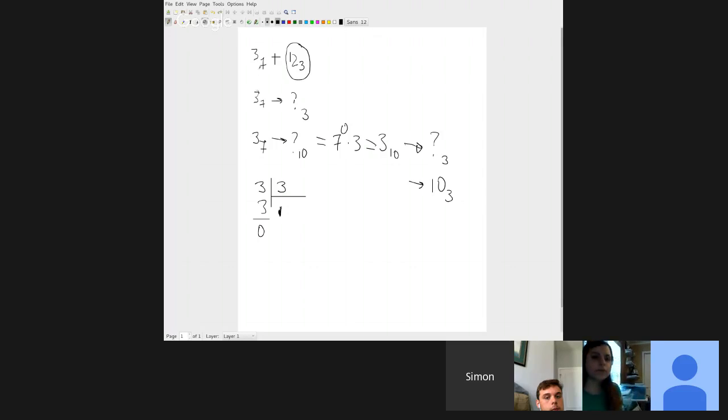Right? So 3 base 7 is 3 base 10, which is 10 base 3. And now we want to add 10 base 3 to 12 base 3. The way you do it is to respect the same operations, the same approach as you would in a decimal number system. So we have to add 12 in base 3 plus 10 in base 3. I don't write the 3 here, I just remember that it's going to be a base 3 operation.